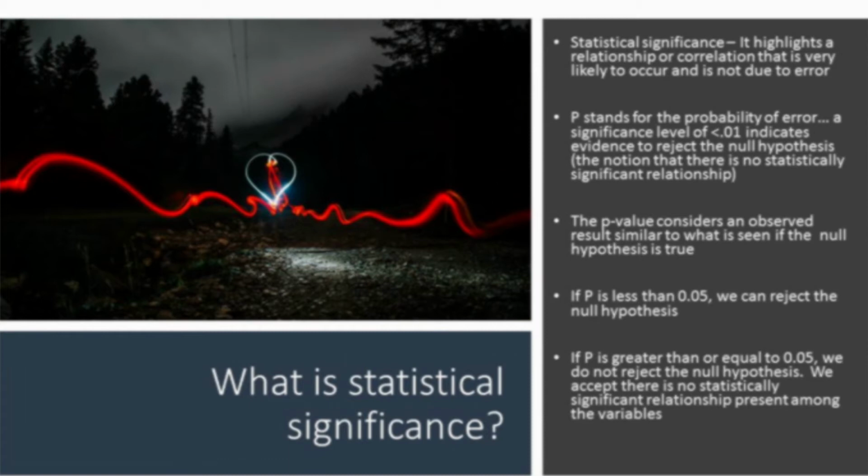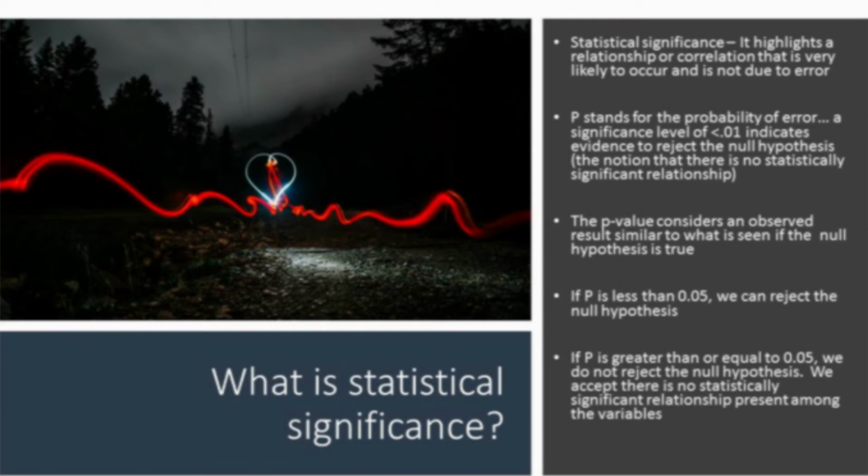What is statistical significance? This highlights a relationship or correlation that is very likely to occur and is not due to error. It may not be due to random choice. The P, if you're reading an academic article, stands for the probability of error. A significance level of 0.01 indicates evidence to reject the null hypothesis. Otherwise meaning we reject the idea that there is no statistically significant relationship. That means something is happening here. We have a relationship. Something statistically significant is happening here.